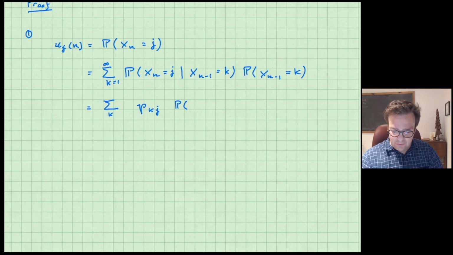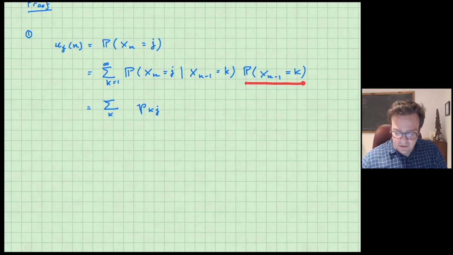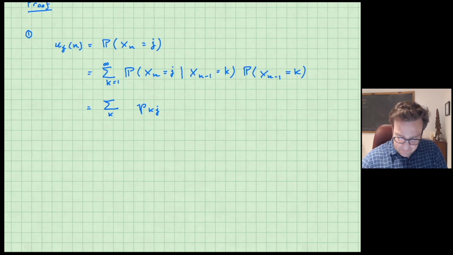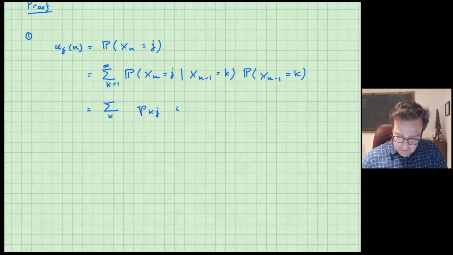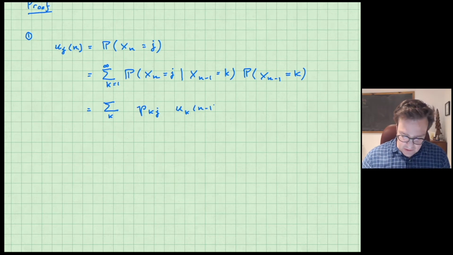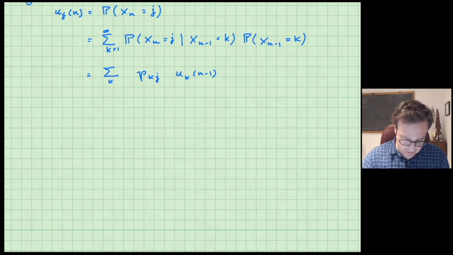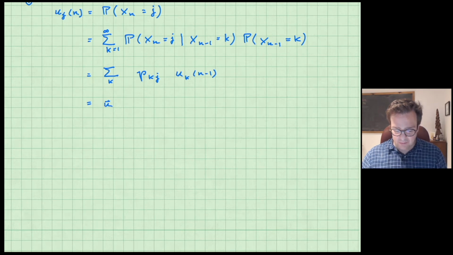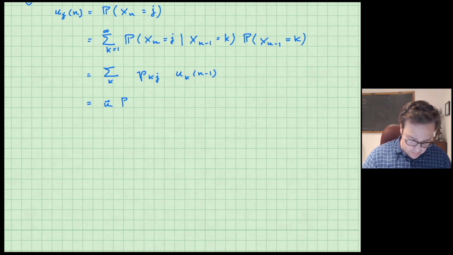What is that probability over here? Do you recognize this guy? Right, that's the state occupation distribution. That's its kth component at time n minus 1. And so we have uk at time n minus 1. Right? And if you stare at this long enough, you should be able to recognize that this is the multiplication between a matrix and a vector. And so this is equal to the vector u times the one-step transition probability matrix.